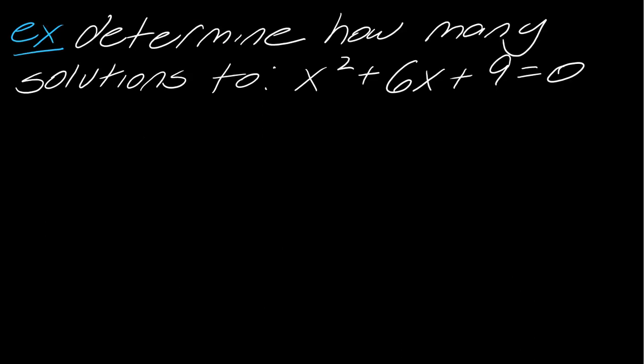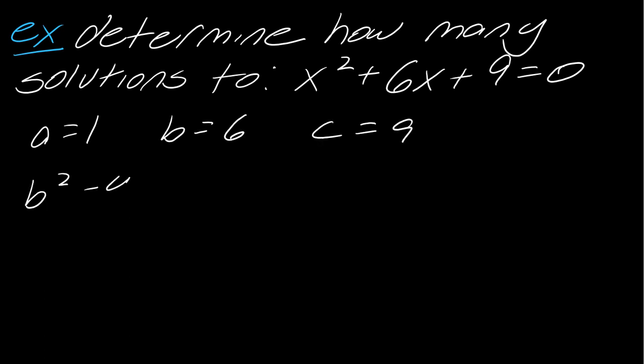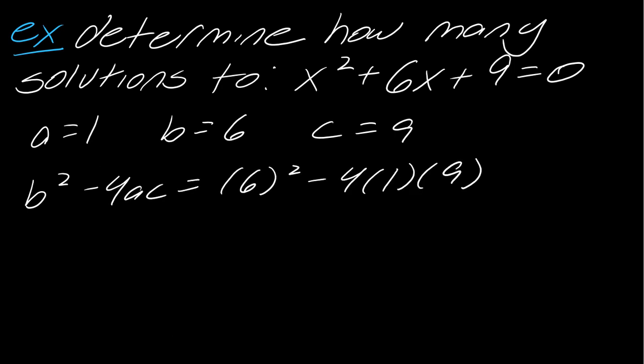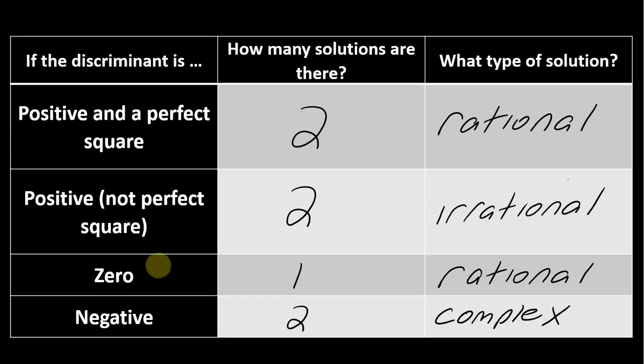Okay, so let's try this one more time. Let's determine how many solutions there are to x squared plus 6x plus 9 equals 0. If you are watching this to review, I would highly recommend that you pause the video and try this one on your own, just to make sure that you're actually reviewing it. You'll remember it better if you pause and try on your own. So my a is 1, my b is 6, and my c is 9. If I calculate b squared minus 4ac, that's 6 squared minus 4 times 1 times 9. So that's 36 minus 36, which equals 0. According to this chart, since the value is 0, there will be one rational solution.